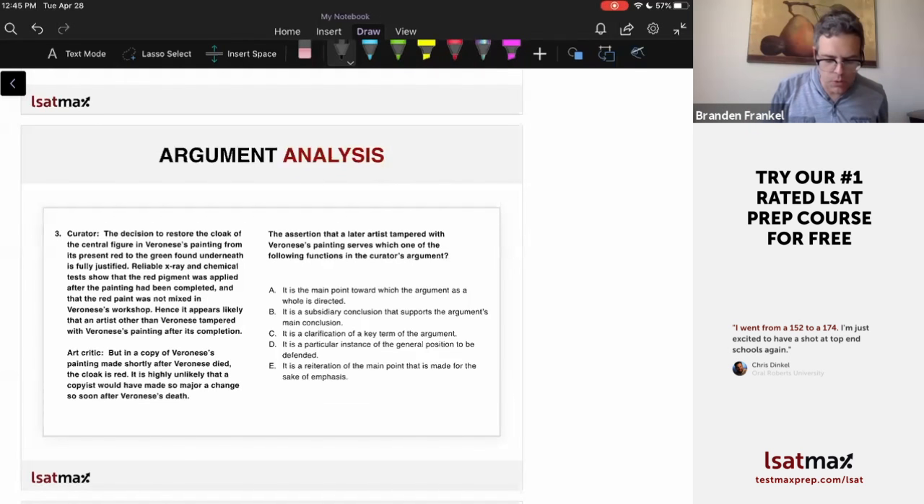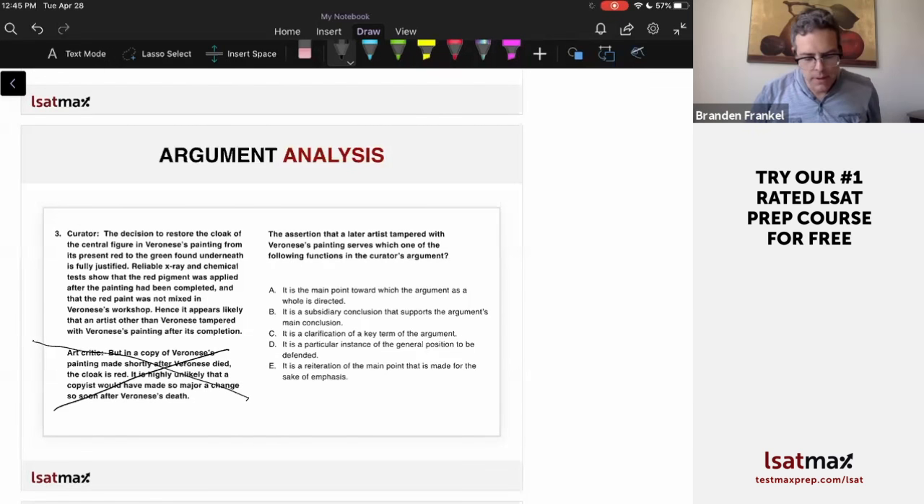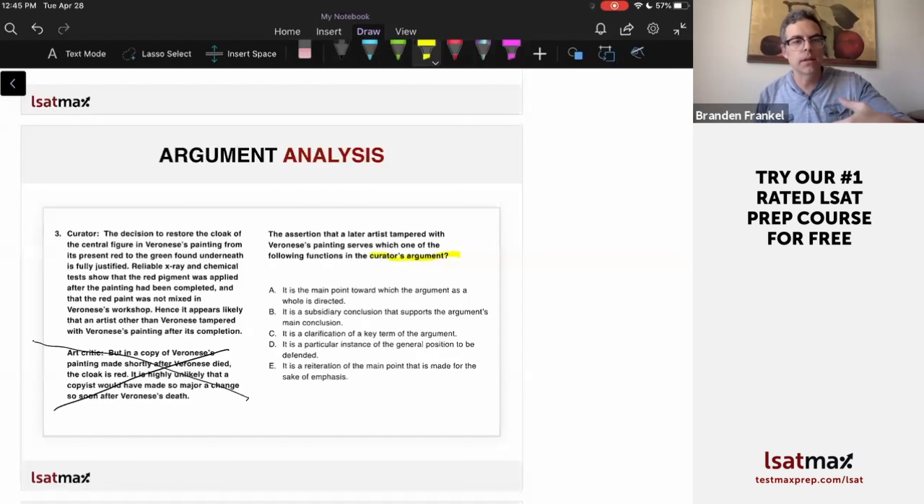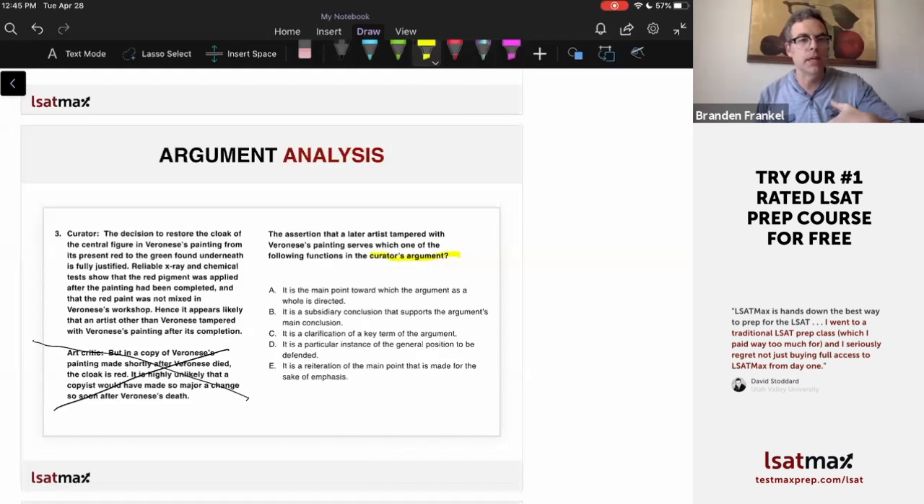I am going to, for right now, ignore this second argument, because if you look, the question is asking us about the curator's argument. This question was taken from, they don't do this anymore. It used to be that on the LSAT, there would be 2 stimuli, 2 arguments, and then 2 questions. Each would ask you about one of the arguments. This is from one of those older LSATs, but this is the first question asking about the first argument, so we don't have to worry about the other argument.